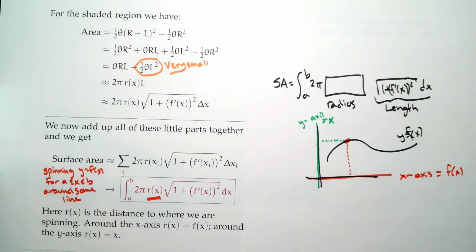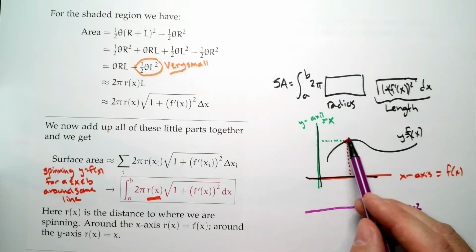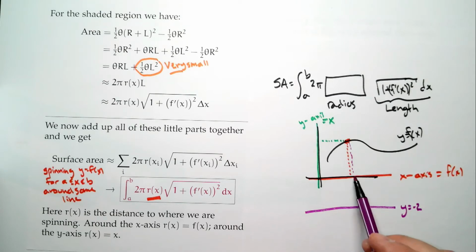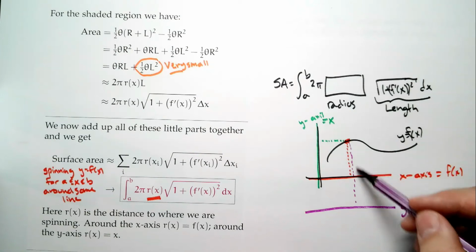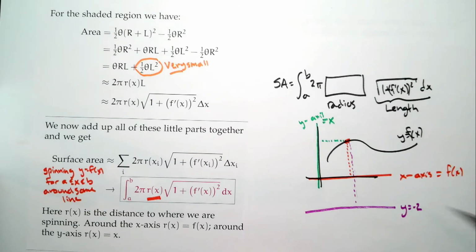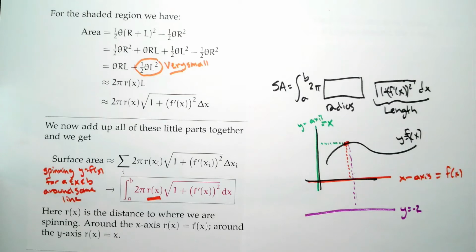Now, I don't have to spin around an axis. I can spin around any line. We'll usually choose something horizontal. Suppose I was down here. Now, this is a line. Let's say it's the line y equals -2. I still have my little tiny piece. So now I ask the question, how far am I away? Yeah, it's f of x plus 2 more. And one of the ways you can think about it is you take a difference. You can say, well, how far is f of x from -2? Well, you subtract. So this would lead to f of x plus 2. That would be what r of x is.